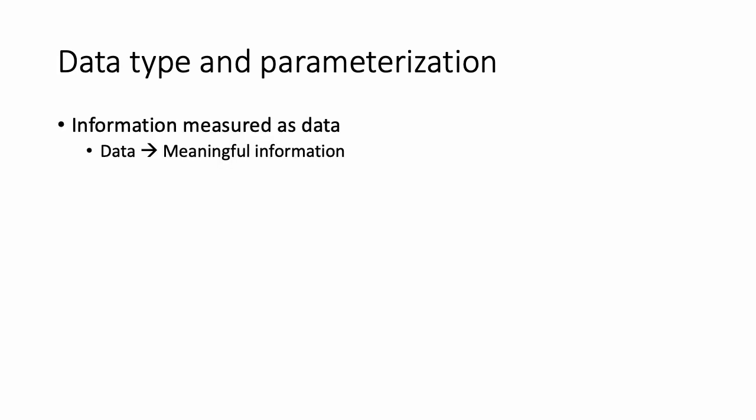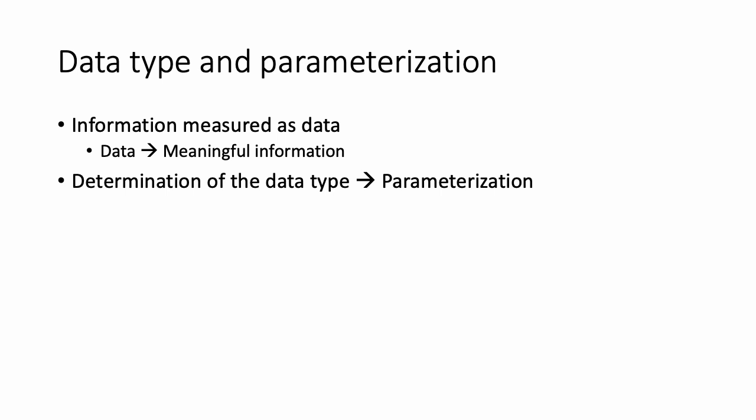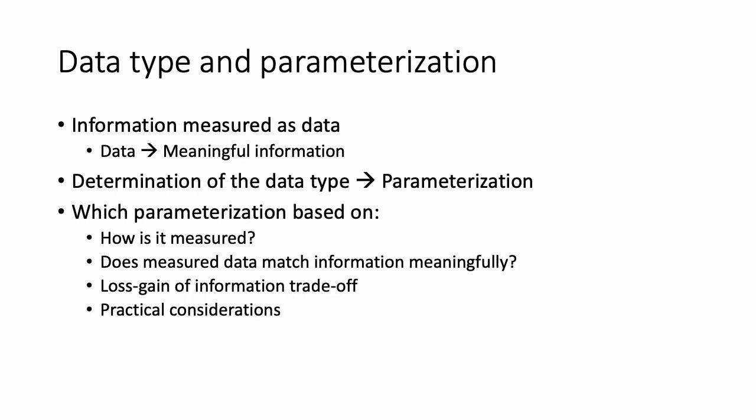So, coming back to this idea of data types and parameterization, it's important to think that information is measured as data. That's what we're trying to do: measure the information, and we're using the data to represent that. The determination of how we're going to represent that data is called the parameterization. The parameterization determines what types of models we're going to use. Everything flows downstream from there in terms of creating and evaluating models, subjects that we'll be discussing in much more detail.